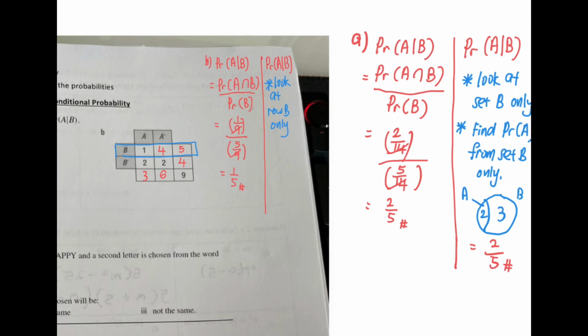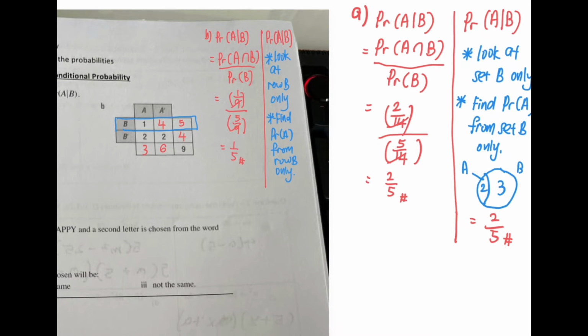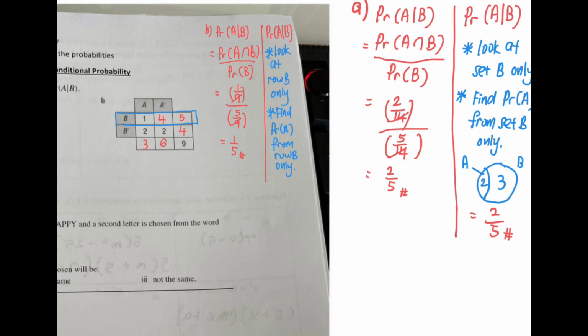Okay, and from this row B, we have to find the probability of A from row B only. So that means it's something like this. This is your row B. The probability of A is this one, 1, out of the total of 5. 1 out of 5. So we get the answer, and you will realize the answer is the same as with the other method. So both methods work here. It is up to you to decide which method you feel more comfortable with.